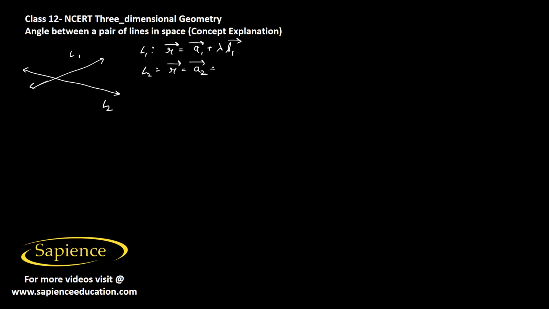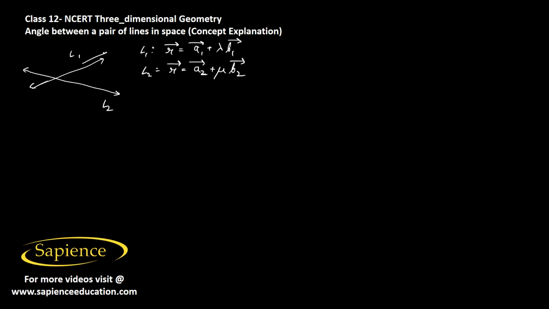Okay, so here we need to explain the concept of finding the angle in between a pair of straight lines in space. Suppose we have a straight line L1 and another straight line L2. Suppose the equation of the line L1 is r vector equals a1 vector plus lambda b1 vector, and the equation of the line L2 is r vector equals a2 vector plus mu b2 vector.